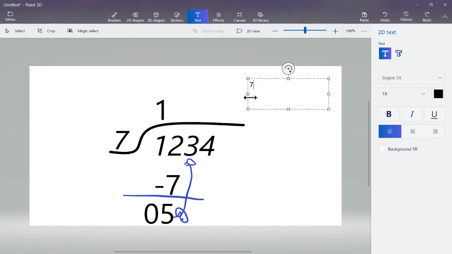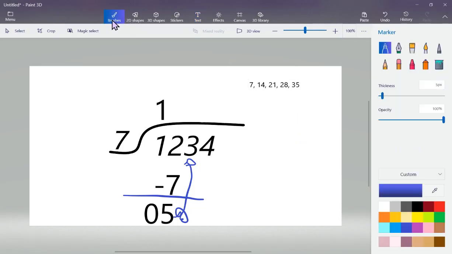So we have 7. Then we have 14. Then we have 21, 28. Still not 34, so not close. And then we have 30. Wait, give me a second. 35. Yeah. So you see how the closest number, which is less than 34, is 28?